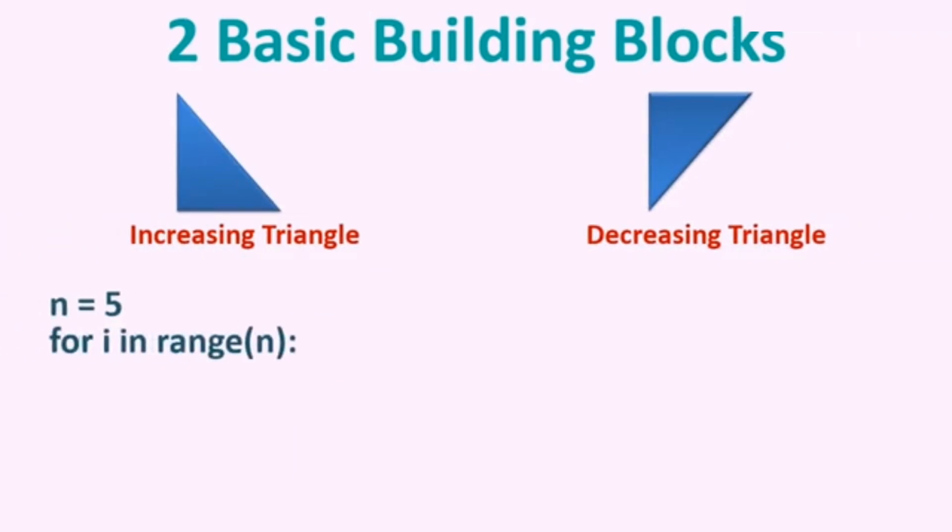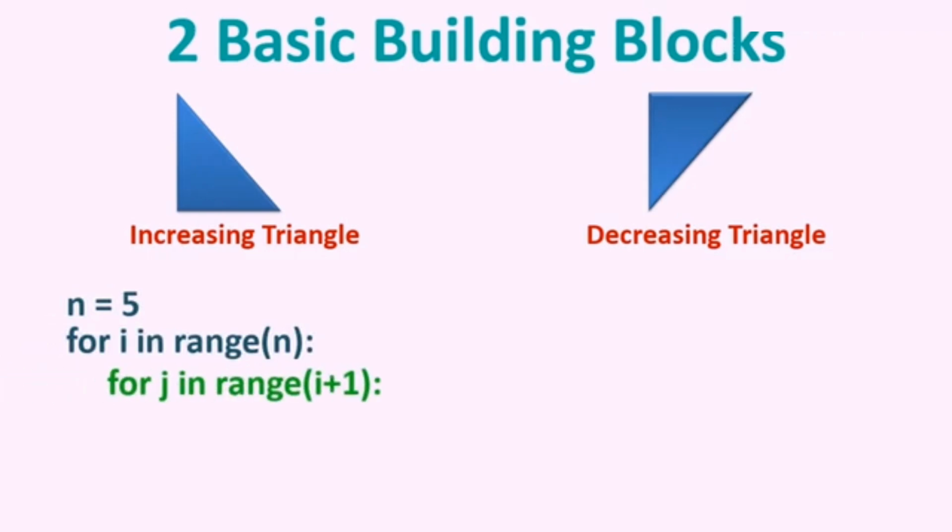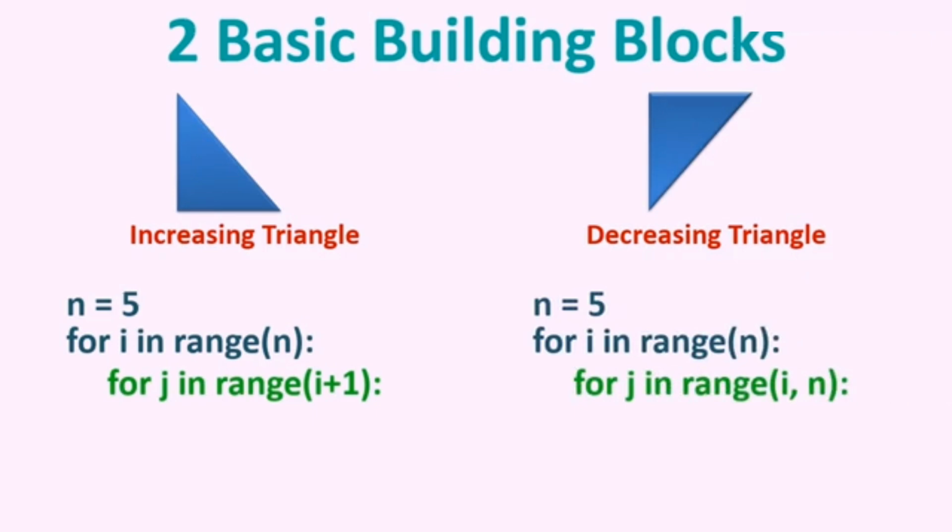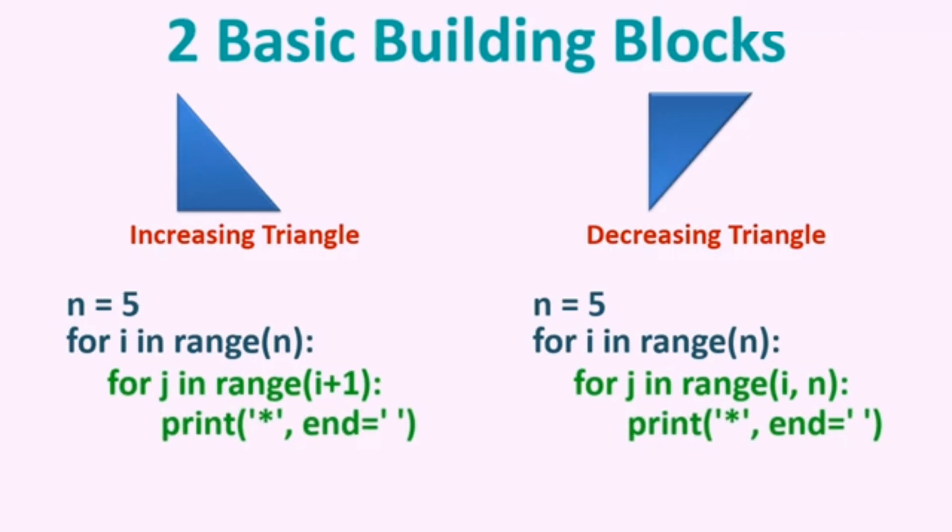Increasing triangle has an outer loop which has a range function till n and the inner loop has a range function till i plus 1. Decreasing triangle has an outer loop which has a range function till n and the inner loop from i to n. Inside the inner loop, we have the print statement to print the star and the last statement of the outer loop is an empty print statement which takes you to the next line after a complete row is printed. You need to remember these two pattern codes.